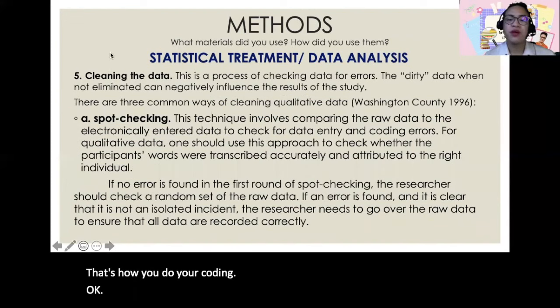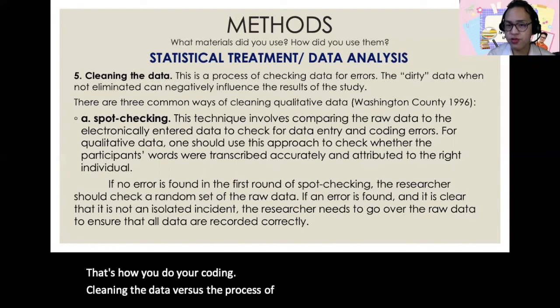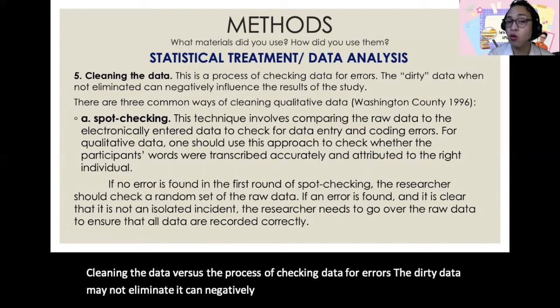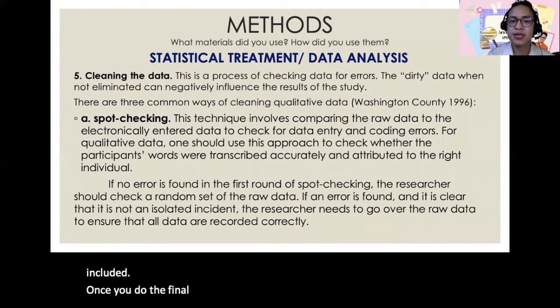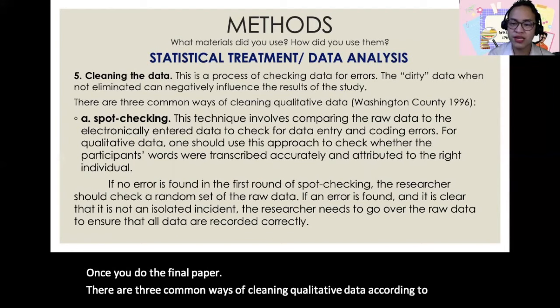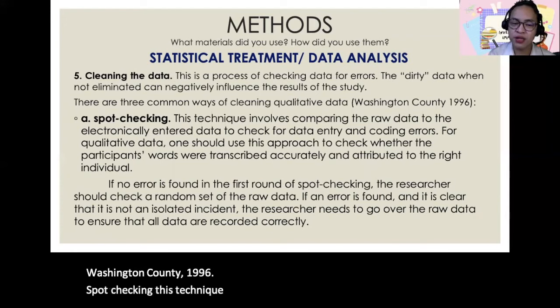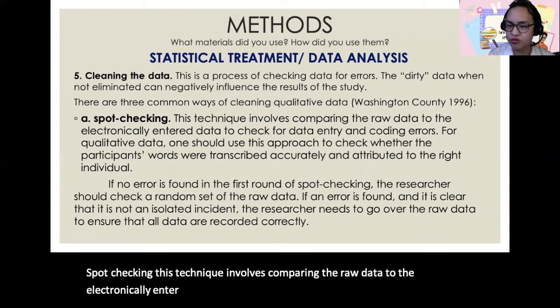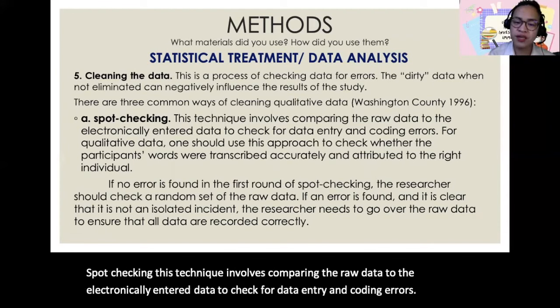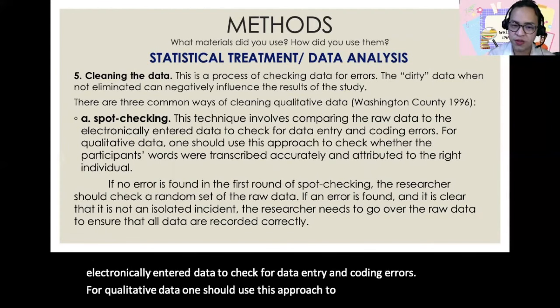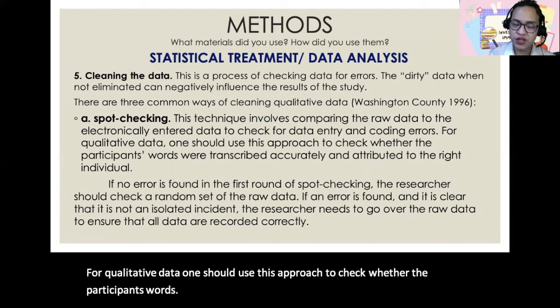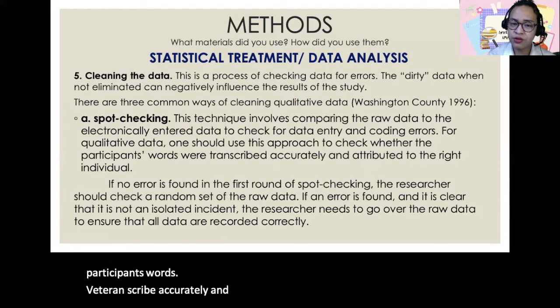Cleaning the data. This is a process of checking data for errors. The dirty data, when not eliminated, can negatively influence the results of the study or may be included once you do the final paper. There are 3 common ways of cleaning qualitative data according to Washington County 1996. Spot checking. This technique involves comparing the raw data to the electronically entered data to check for data entry and coding errors. For qualitative data, one should use this approach to check whether the participants' words were transcribed accurately and attributed to the right individual.